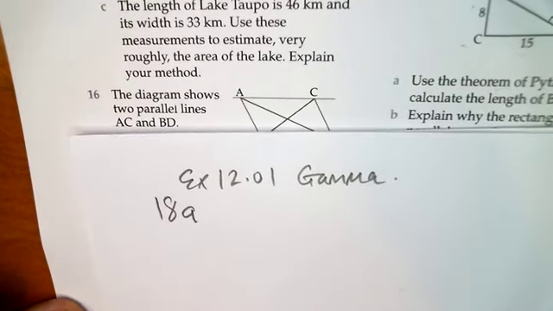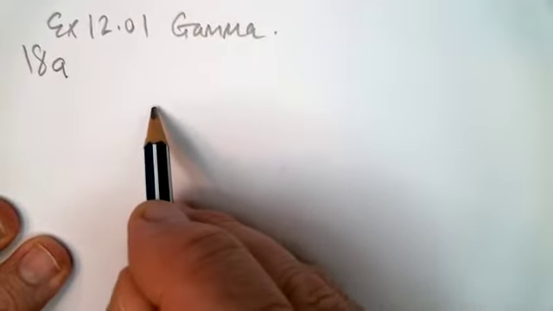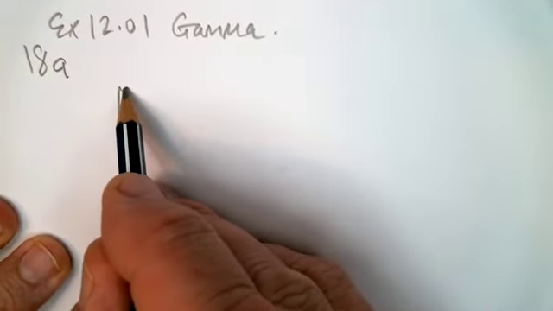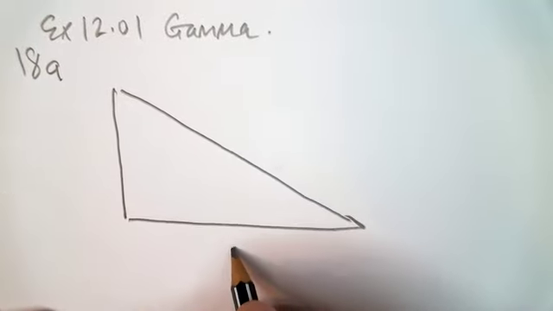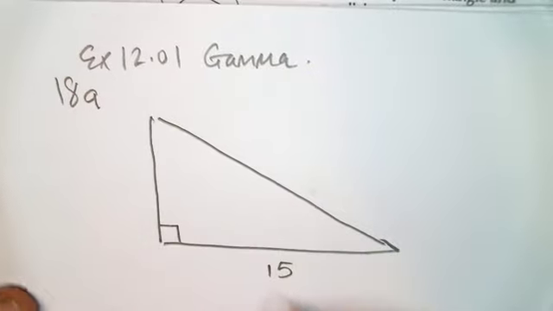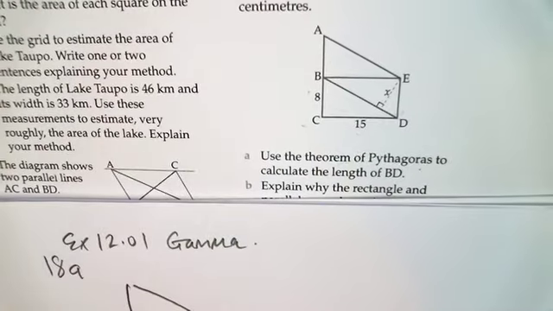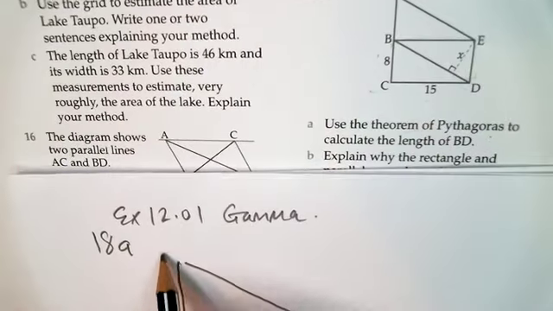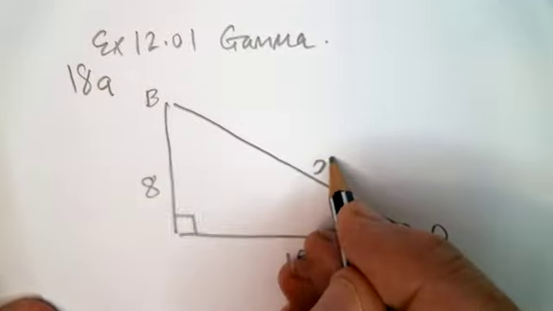Okay, so here it is. I'm going to redraw this here, and I'll make it a bit bigger as well. We're told that this bit here is 15. Excuse the crudeness of the triangle, it's not well drawn. This is 8 here, and it says find the length of BD, which is this length here, letter B, letter D. So I'm going to call this side x.